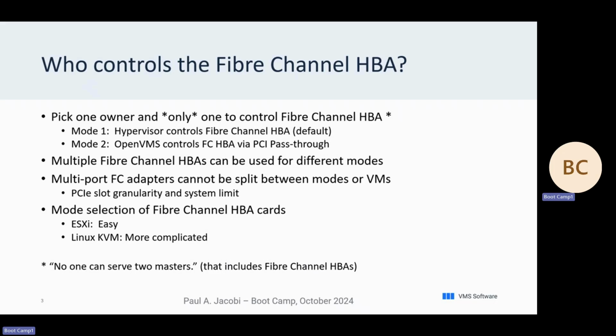Now you can have multiple Fibre channel cards installed in your system and use those cards in different modes. However, you cannot take a single multi-port Fibre channel card and split it between different modes or different virtual machines. I tried that. It doesn't work well. So you have a limit there of the number of PCIe slots on your system. Selecting the mode the card is in is very easy with ESXi. I have some screenshots that I'll go through a little later to show you that. With Linux KVM, it's a little bit more complicated.